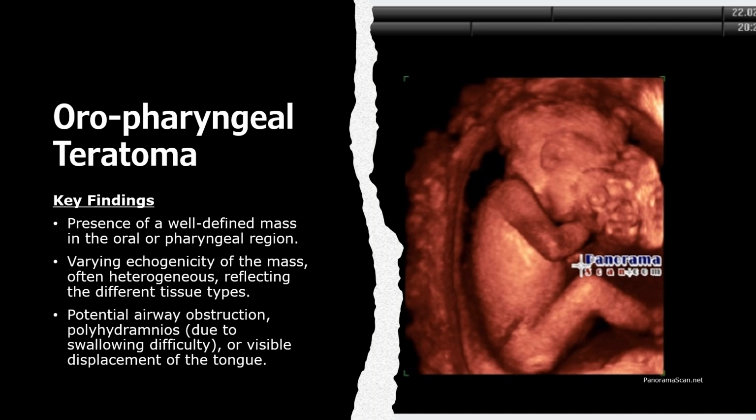Additionally, the mass can cause significant complications. Airway obstruction is a major concern, particularly when the tumor blocks the fetal airway. This can lead to secondary findings such as polyhydramnios, which occurs due to impaired swallowing. In some cases, the tumor may also cause visible displacement of the tongue, further emphasizing its impact on the oral cavity and airway. Identifying these key findings early always allows us to anticipate potential delivery challenges and prepare appropriately for immediate neonatal intervention, which might be needed.